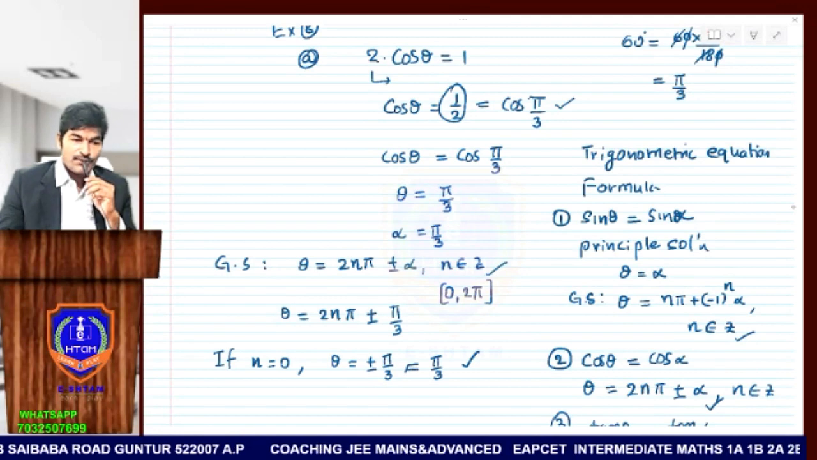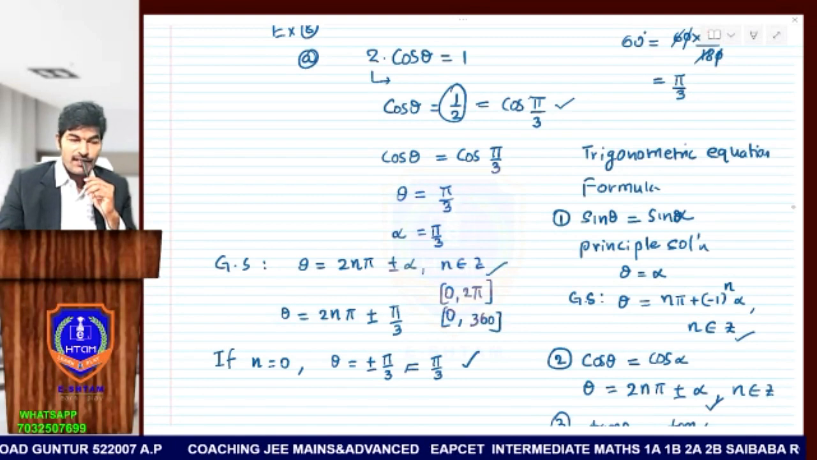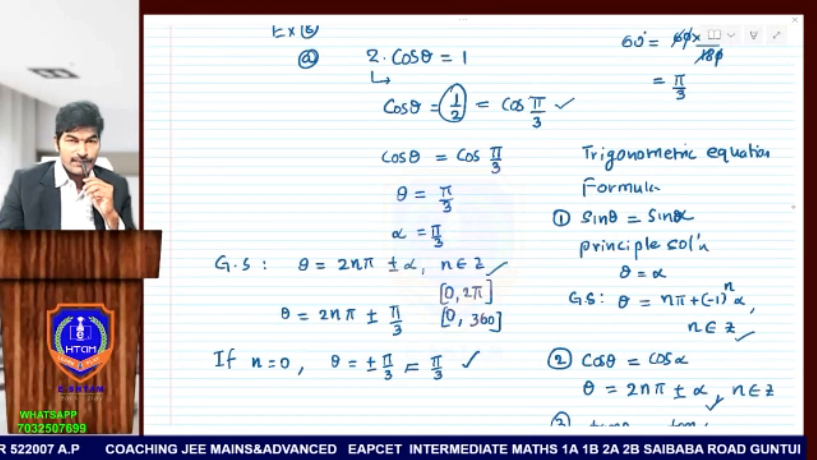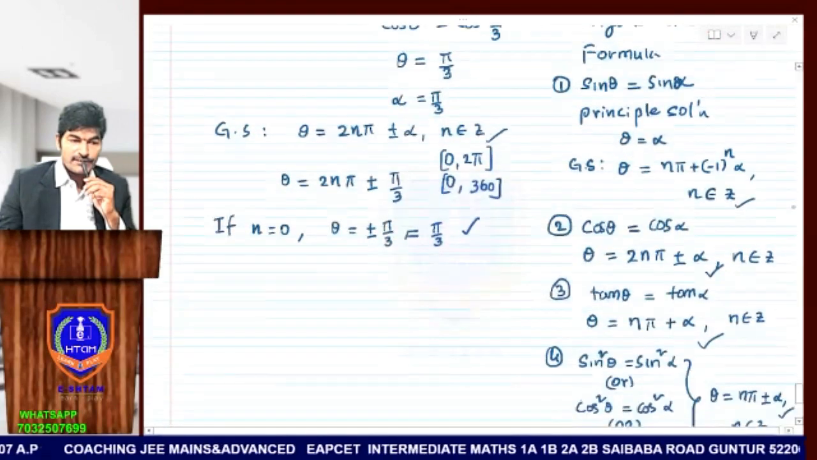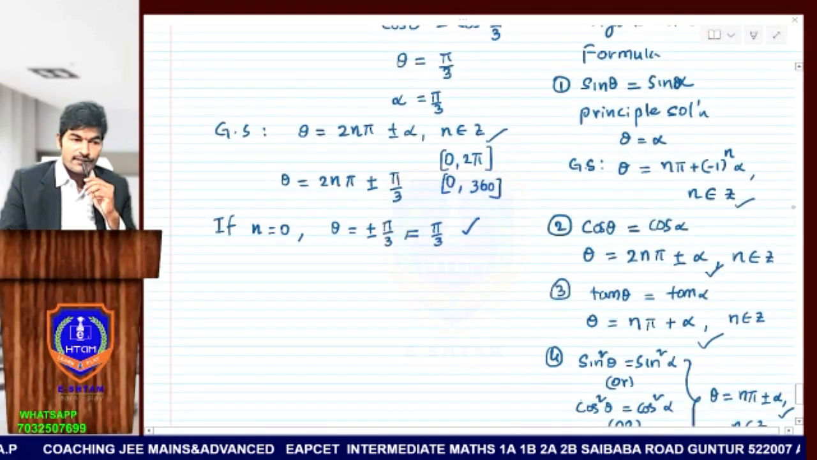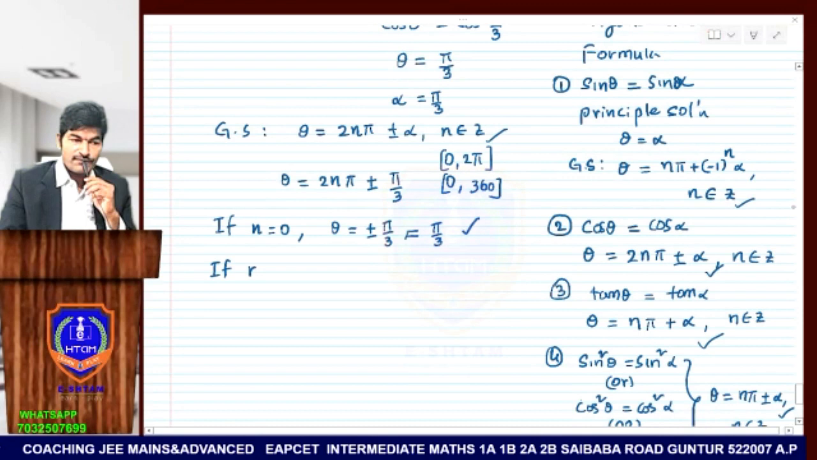0 means 0. 2 pi means how much? 2 pi means 360 degrees. So in this interval, you have to give the answers. The first value, for n equal to 0, we got from the general solution plus or minus 60. But we will only consider plus pi by 3, that is 60 degrees. Understood? Now we will consider the next value, n equal to 1.